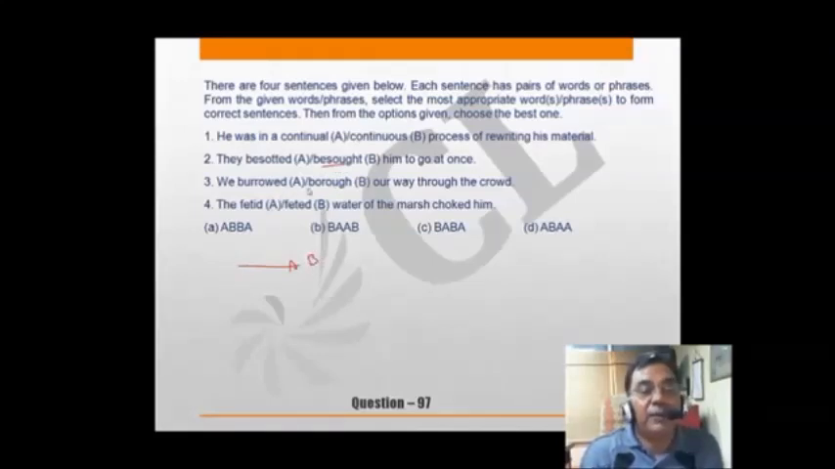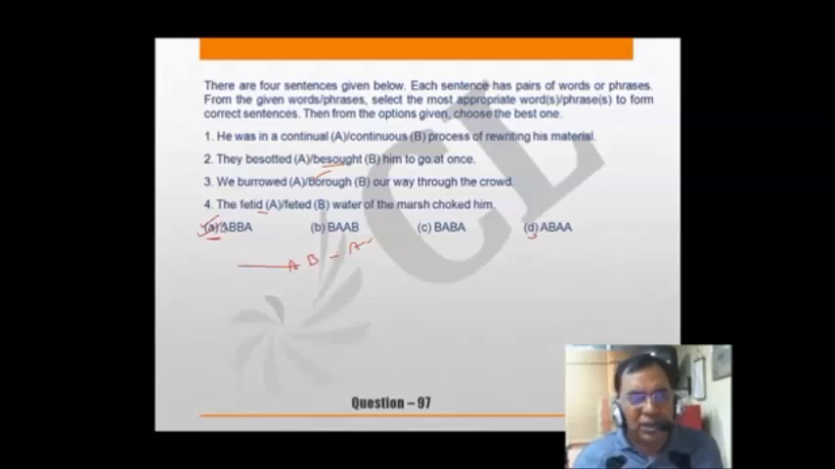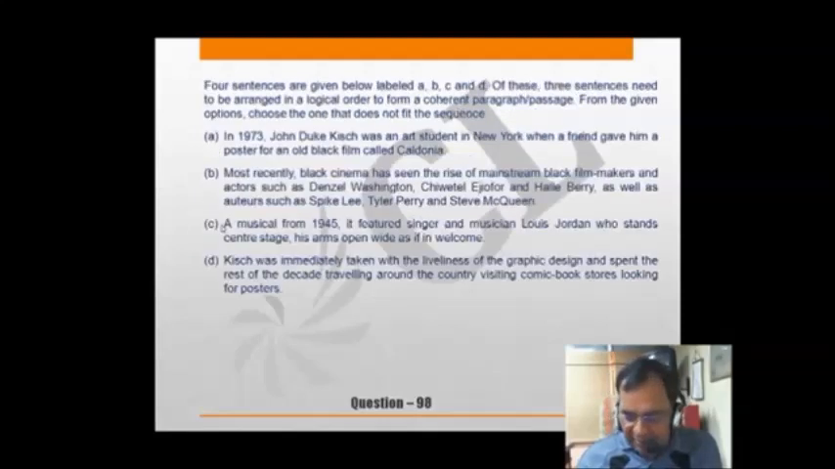We burrowed, or burrow our way through the crowd. I do not know. The fetid water. A, B dash A. Now burrowed we cannot use, because burrow is a rabbit's burrow. So I am just taking a chance. Borrow, I do not know the meaning, but I am taking the chance and marking A as the answer. I know the word burrowed cannot fit in, so I am going for this as the answer.